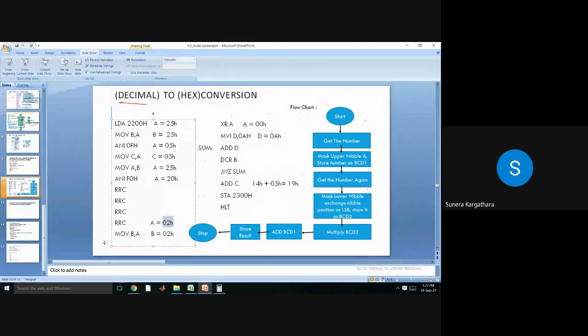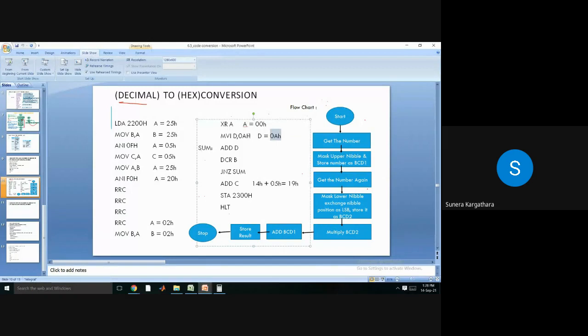Am I audible properly, students? Yes, ma'am. Okay. Whatever your higher nibble is, that is nothing but your counter for adding 0A. Again, I am repeating: to convert your decimal number into a hexadecimal number, you need to add 10 as many times as your higher nibble. Here our higher nibble is 02. So 0A, how many times do we need to add? We need to add 2 times.